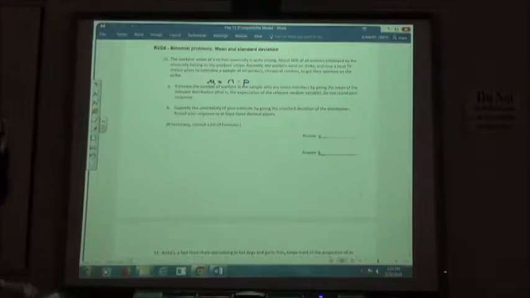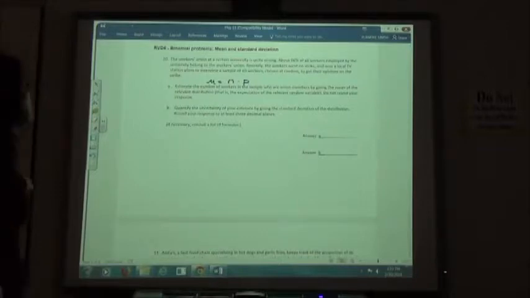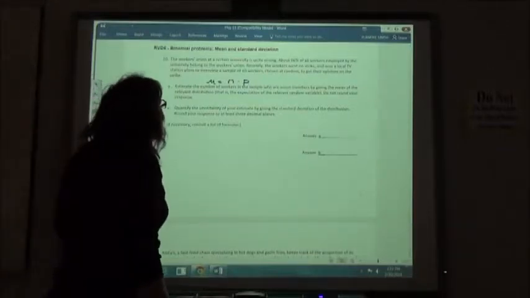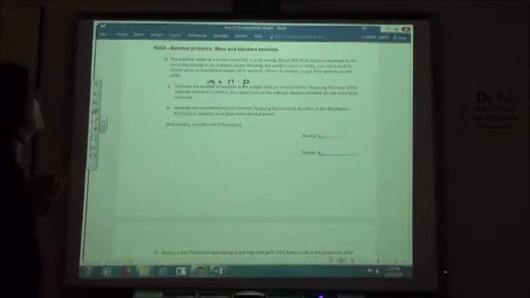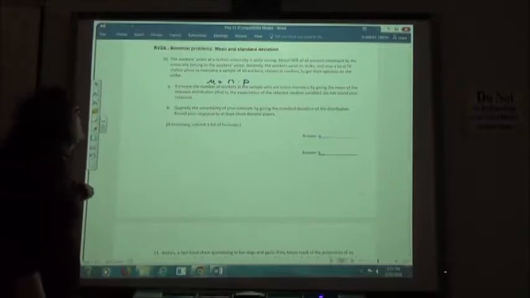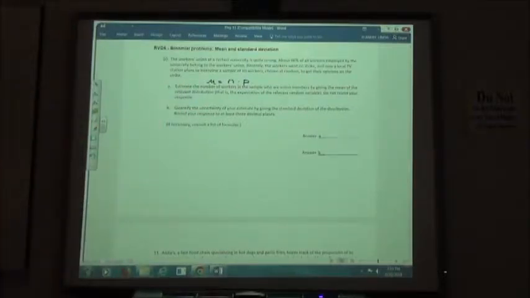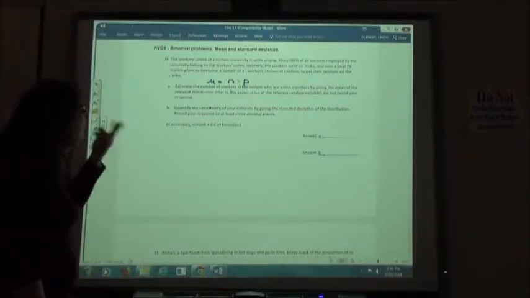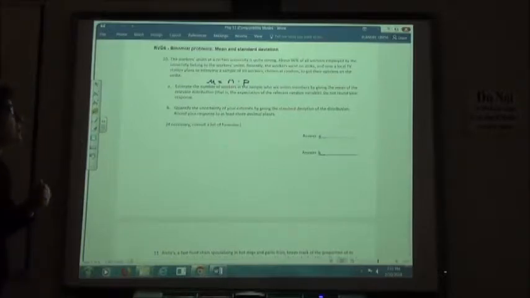It says the workers' union at a certain university is quite strong. About 96% of all workers employed by a university belong to the workers' union. Recently, the workers went on strike, and now a local TV station plans to interview a sample of 10 workers, chosen at random, to get their opinions on the strike. Estimate the number of workers in the sample who are union members by giving the mean of the relevant distribution, that is, the expectation of the relevant random variable. Do not round your response.